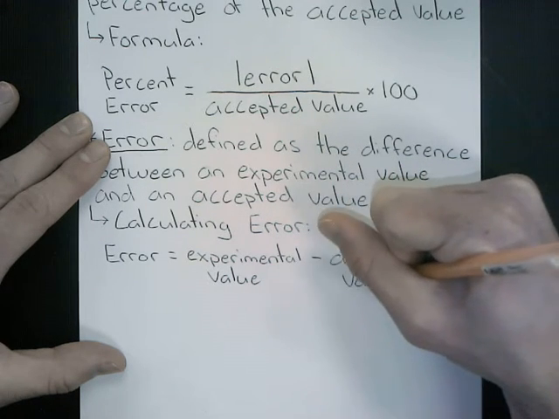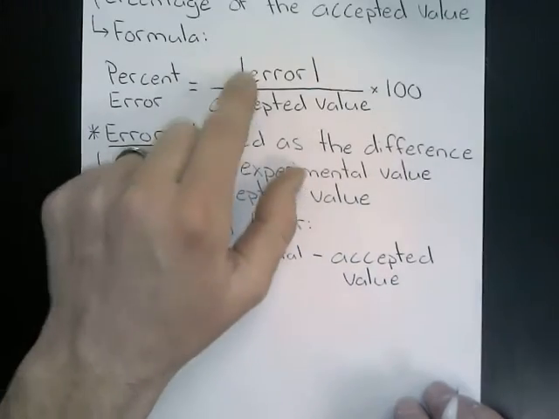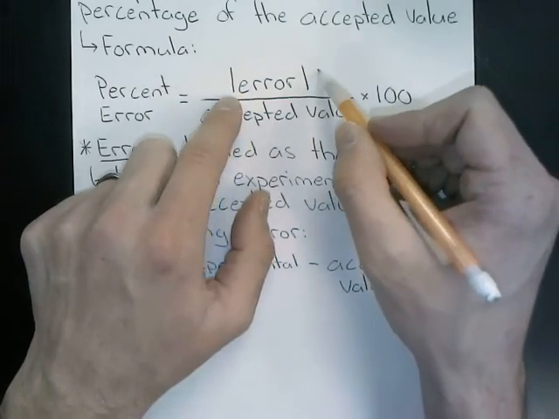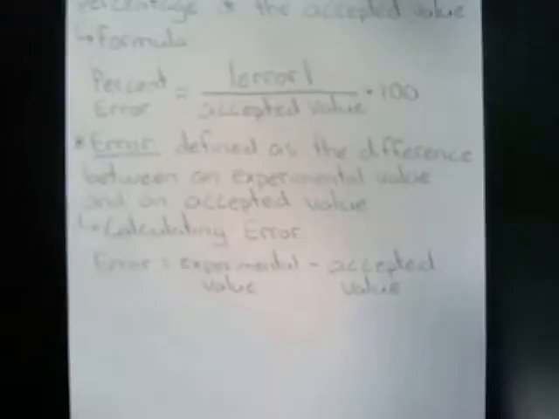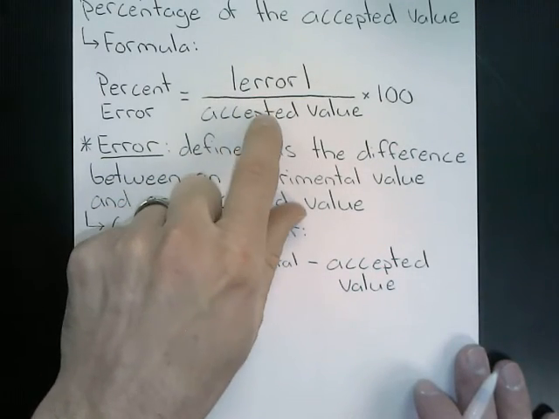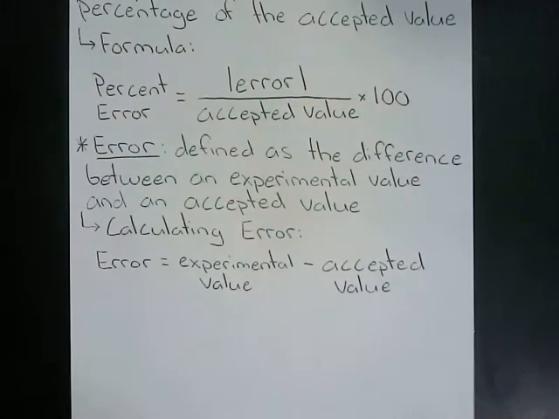Now, it's okay in your error to get a negative number, but remember, when you plug it into the percent error formula, the absolute value here takes away all negative numbers. So all numbers in our percent error will be positive. So let's go ahead, let's use this formula in an example on the next page.